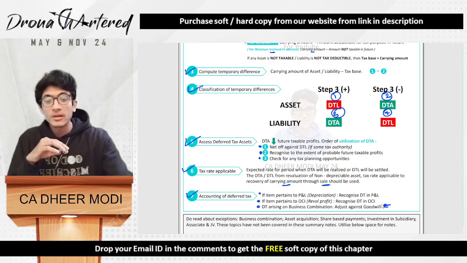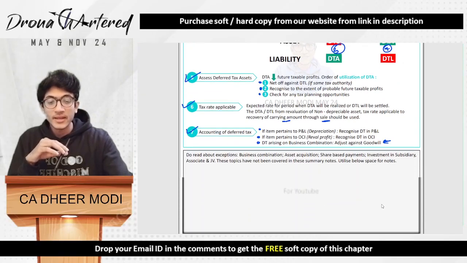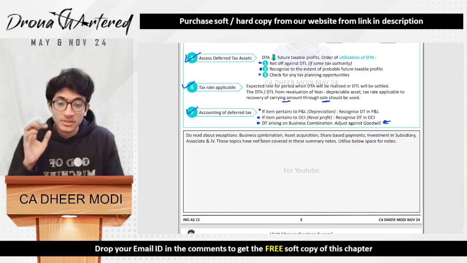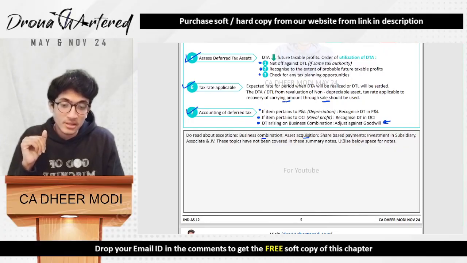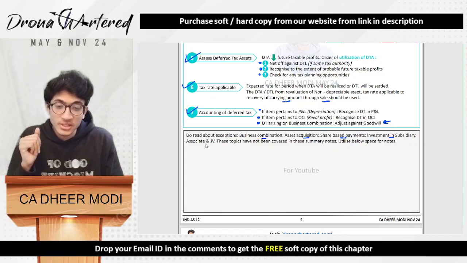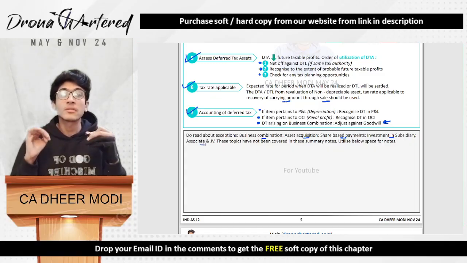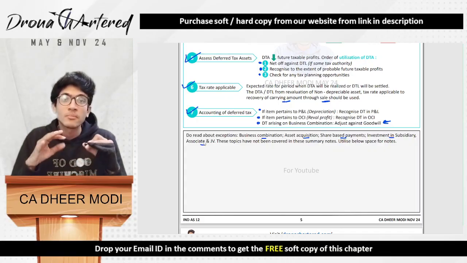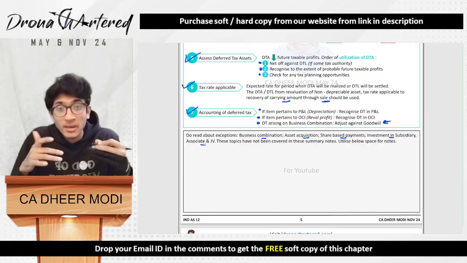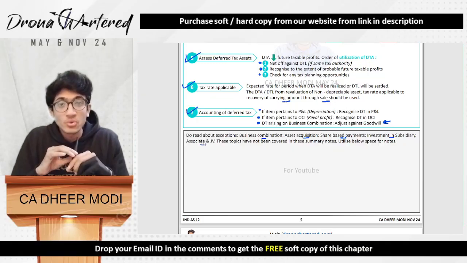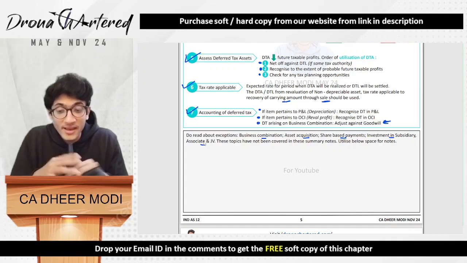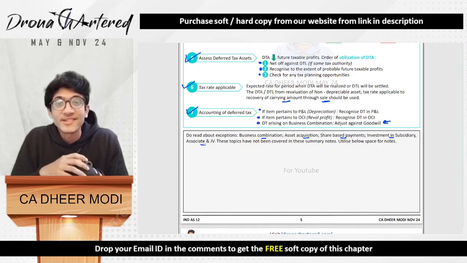Okay. Now there are certain points that you can cover, so I have mentioned them over here. There are some exceptions with regards to business combination, asset acquisition, SBP, that is share-based payments, and investment in subsidiary, associate, JV. These are some of the topics that have not been covered in the notes because they are too lengthy and the possibility that they may or may not come. So it is at your discretion to study these topics from whichever faculty you have taken your books from. And with this, we are done with this IND AS, that is IND AS 12.